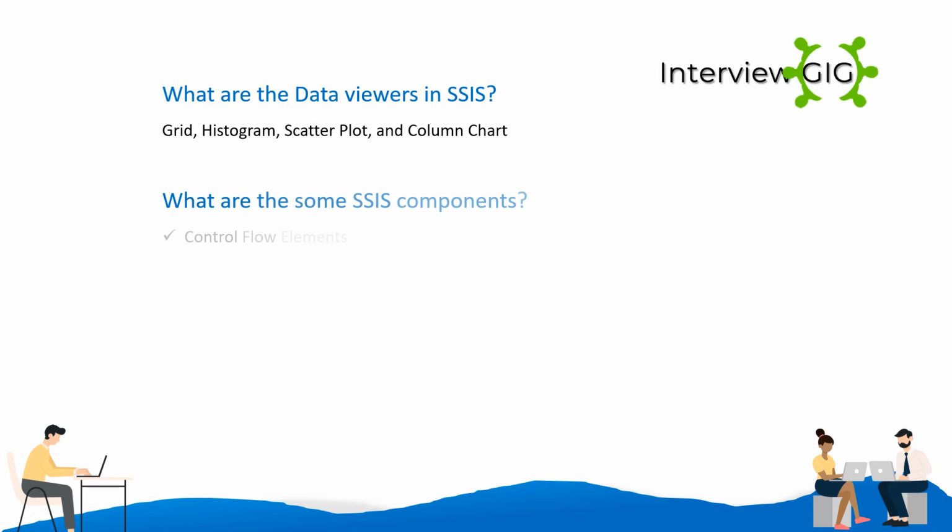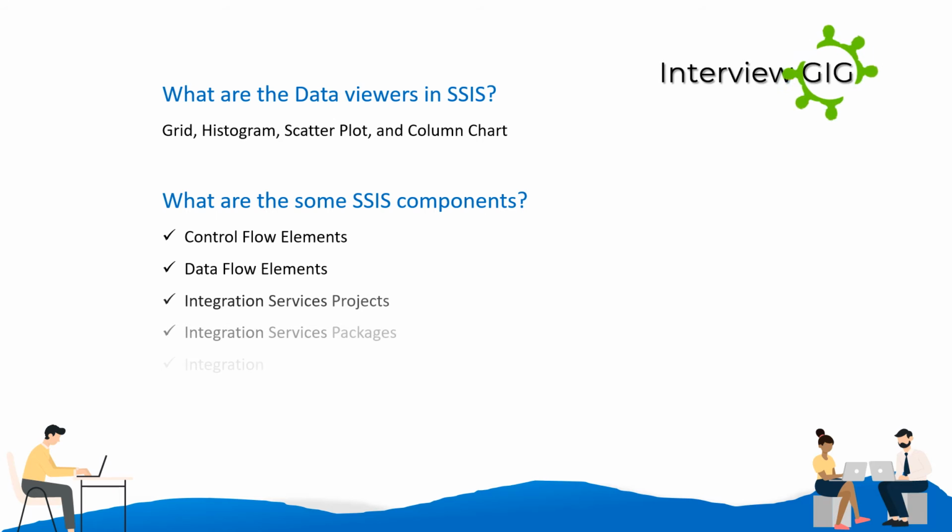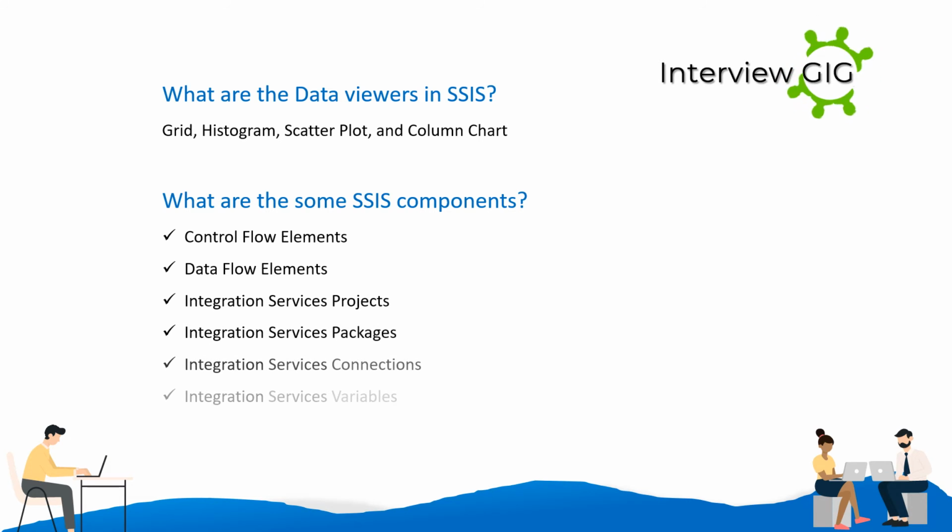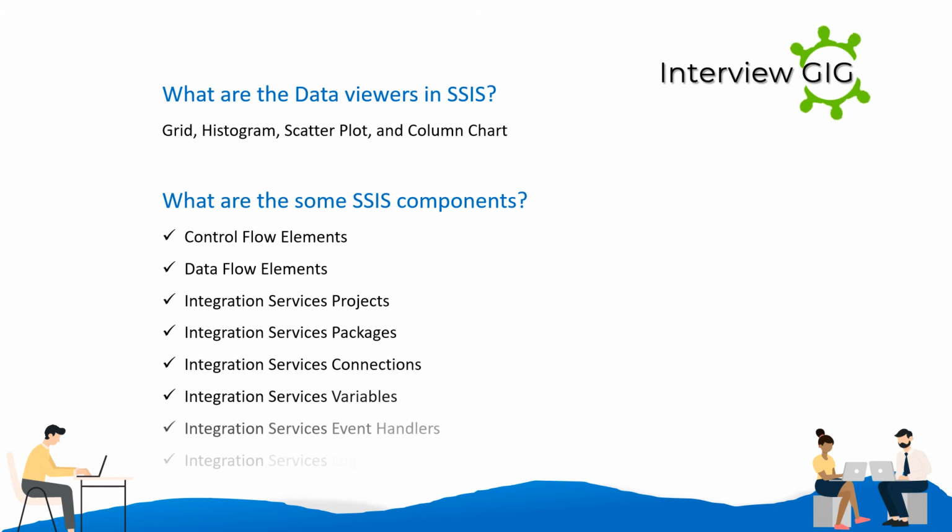What are the SSIS components? Control flow elements. Data flow elements. Integration services projects. Integration services packages. Integration services connections. Integration services variables. Integration services event handlers. Integration services log providers.